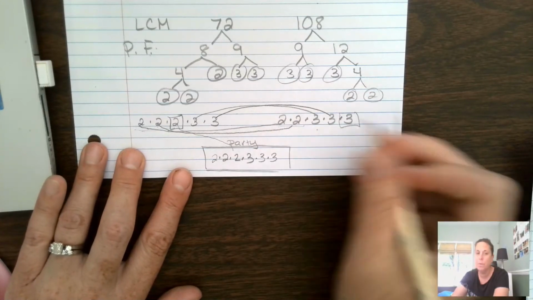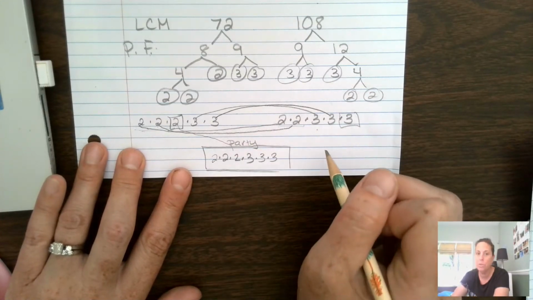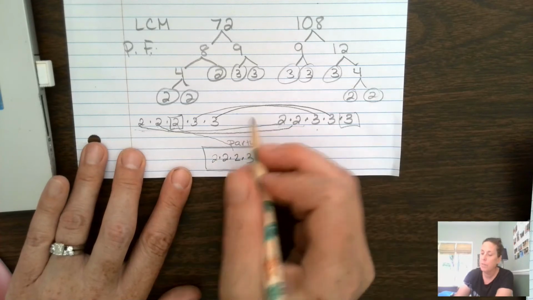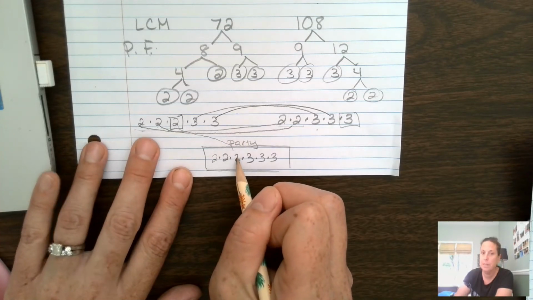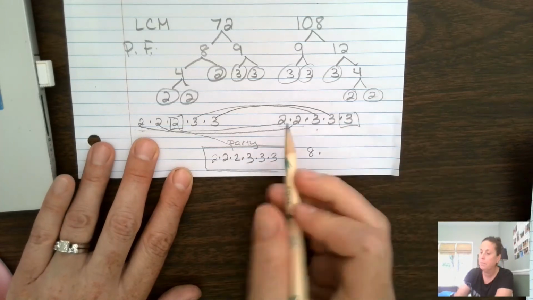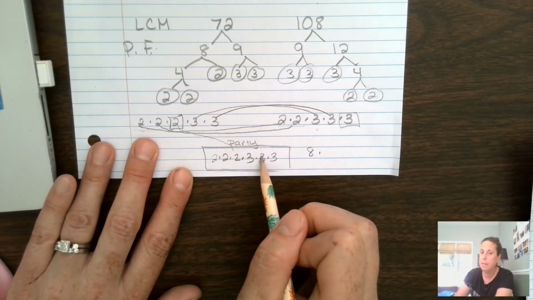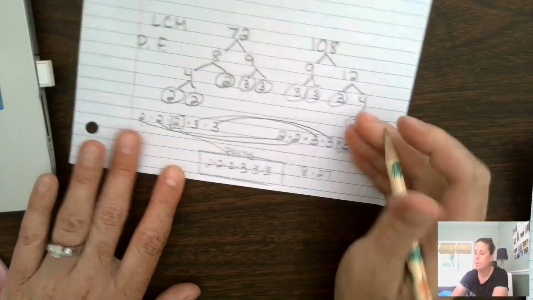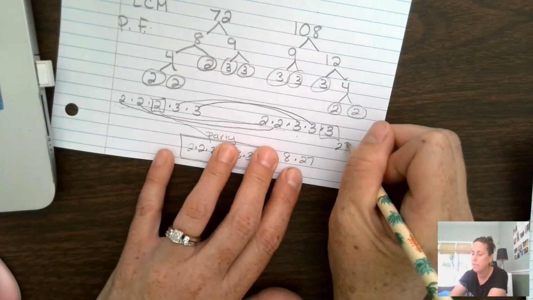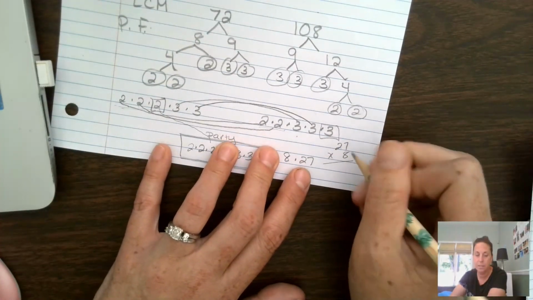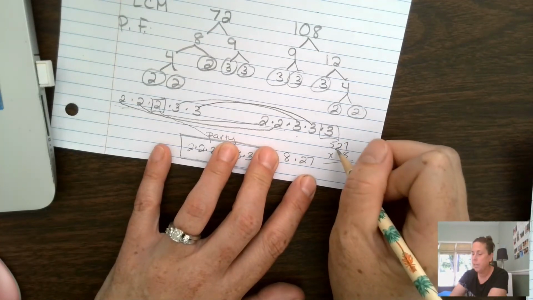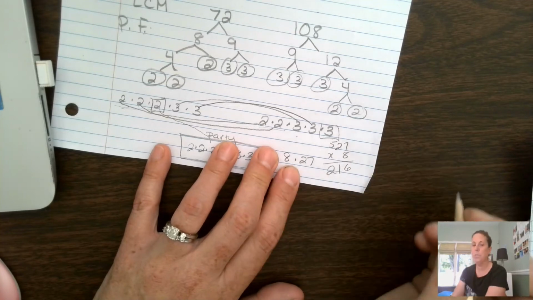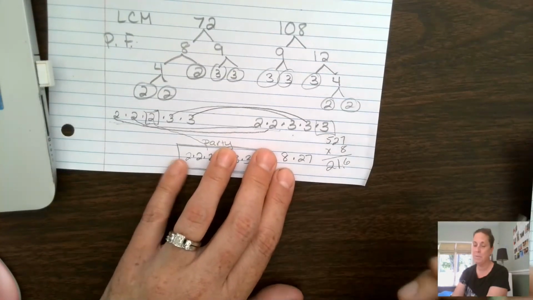So now you multiply this out, and that would be your lowest common multiple. So let's do 2 times 2 is 4, 4 times 2 is 8, so we have 8 times 3 times 3 is 9, 9 times 3 is 27, so your lowest common multiple is 27 times 8, which is 216. So 216 is your lowest common multiple.